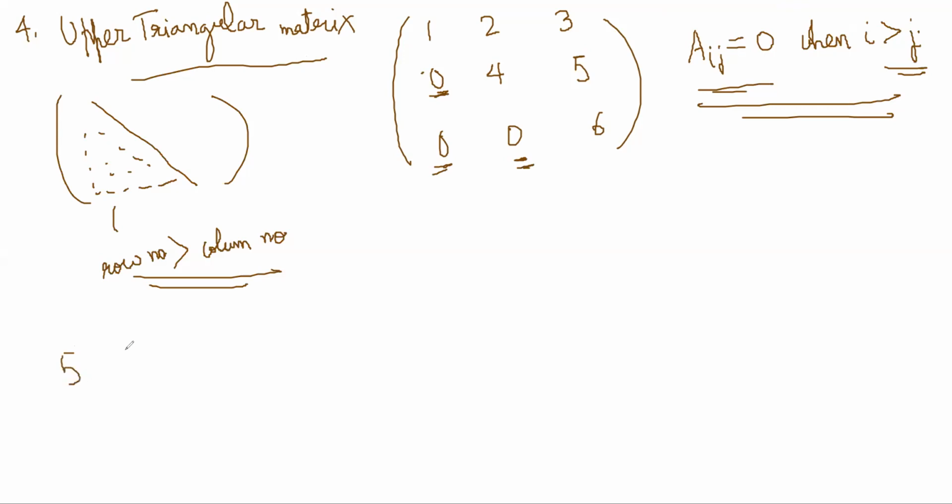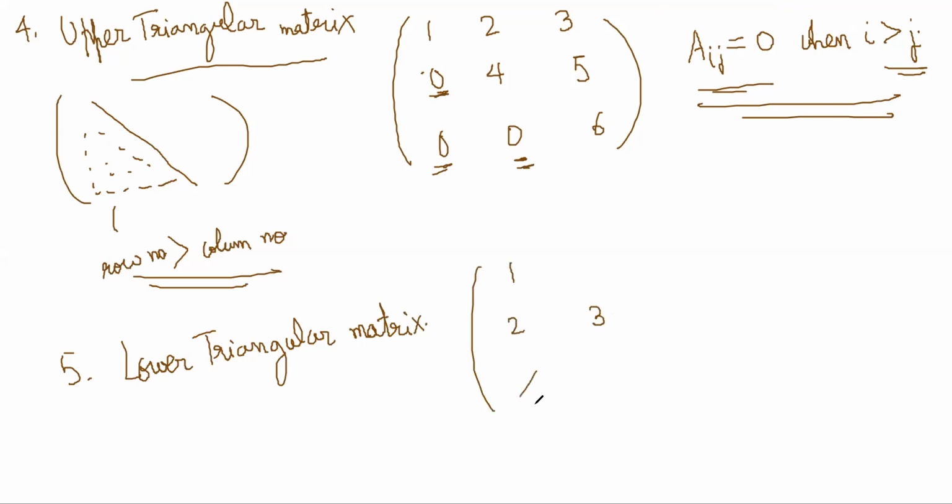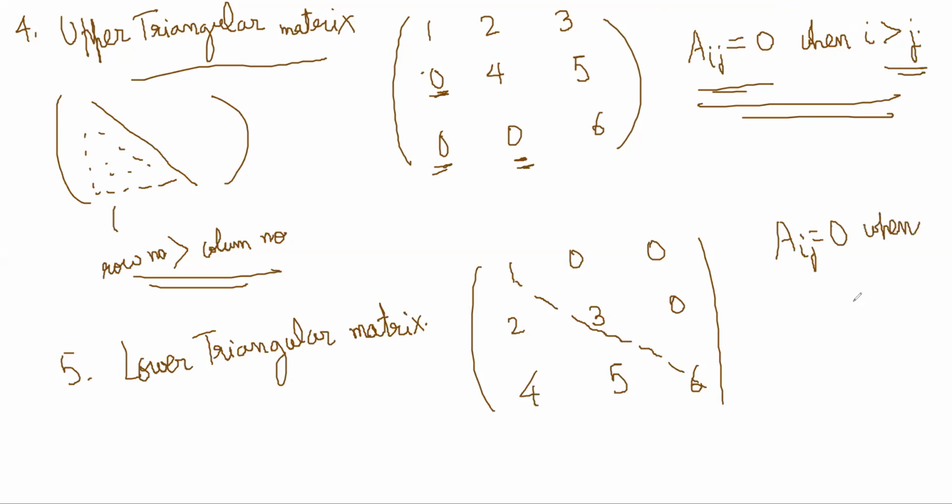That is called an upper triangular matrix, right? Similarly, you will have something called a lower triangular matrix, which will be the opposite of that. Whenever column number is greater than row number, that will be 0. So it will be like this: 1 0 0, 2 3 0, 4 5 6. Here this is the diagonal, and Aij is equal to 0 when j is greater than i, or i is less than j. Here column number is greater than row number.